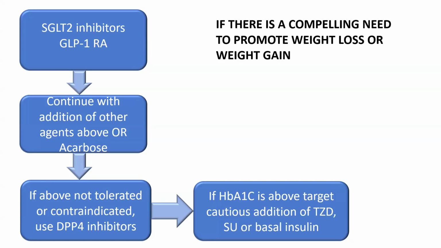So in this case, of course, you can add SGLT2 inhibitors or GLP-1 receptor agonists. Then as a third line, you can add either of these again, or you can go to acarbose, which is given after meals. If these are not tolerated or contraindicated, you can start the patient on a DPP-4 inhibitor. And if the HbA1c is above target again, you can try to cautiously add pioglitazone or insulin.